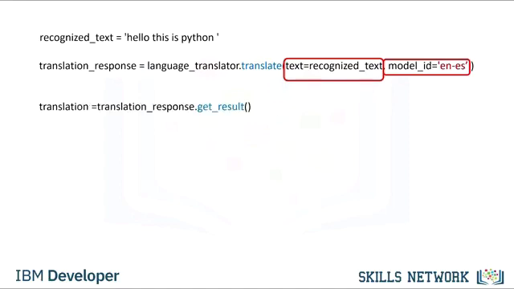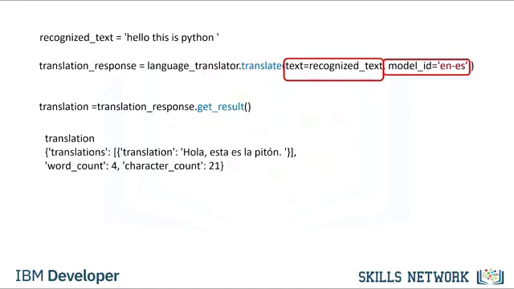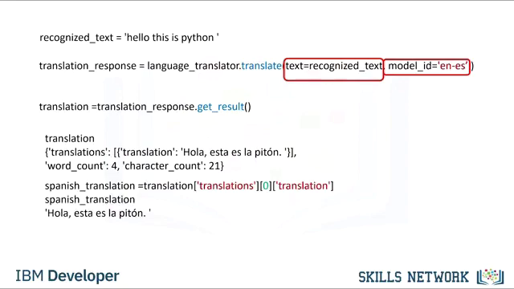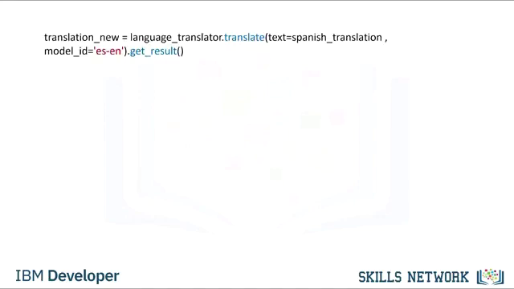We use the method get_result to get the translated text and assign it to the variable translation. The result is a dictionary that includes the translation, word count, and character count. We can obtain the translation and assign it to the variable Spanish_translation as follows. Using the variable Spanish_translation, we can translate the text back to English as follows.